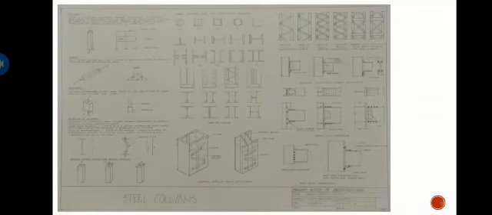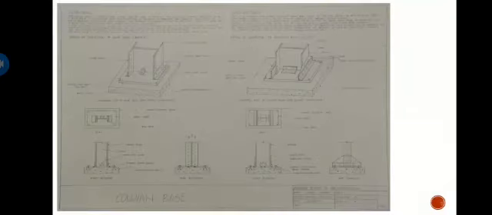So second we can see the flexible connections, that is shear connections. Next is typical rigid connections and the third one is semi-rigid connections.